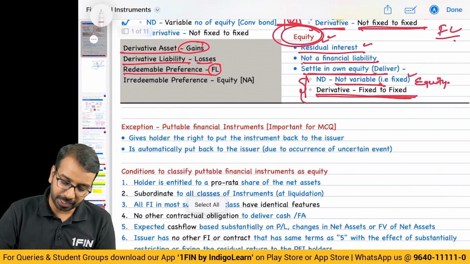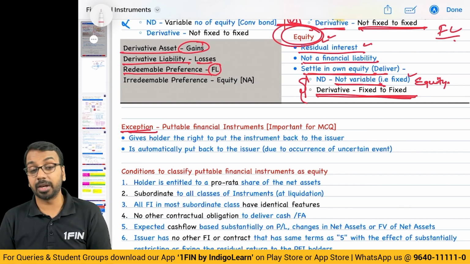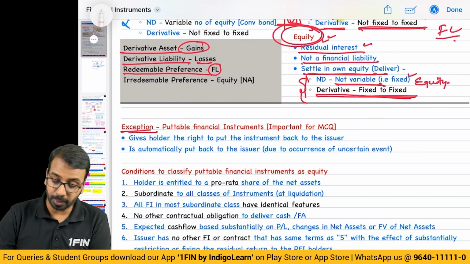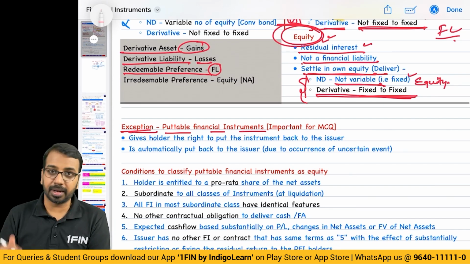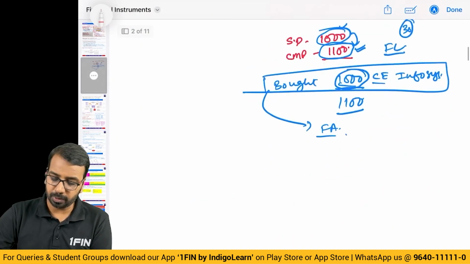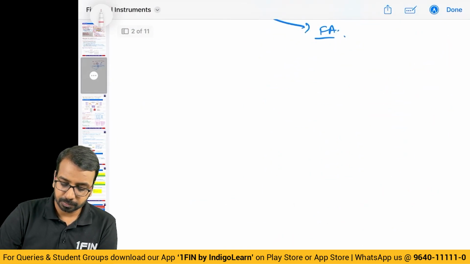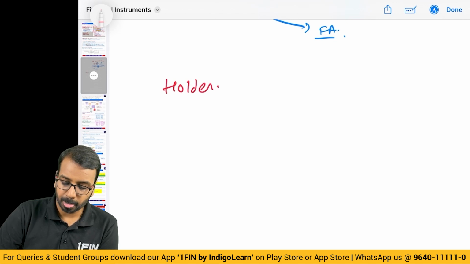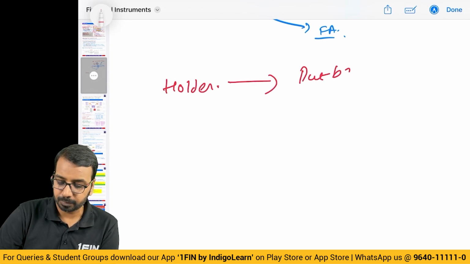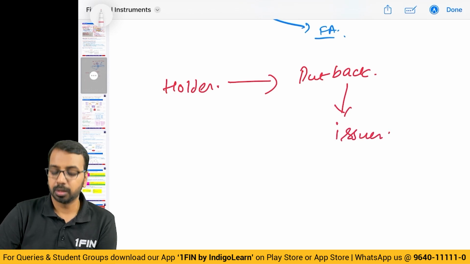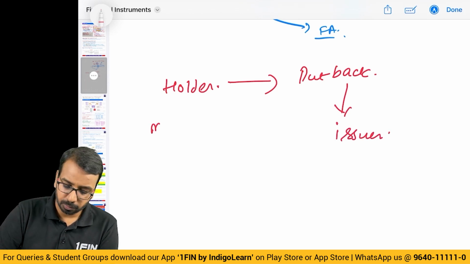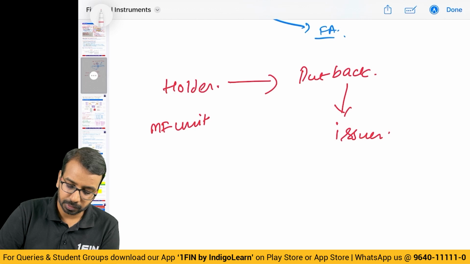Now, certain exception from the definition of whatever we have learned in financial instrument. If you have a puttable financial instrument, puttable means what? Puttable means there is a holder. The holder can put back the instrument to the issuer. Typical example, mutual fund unit holder.